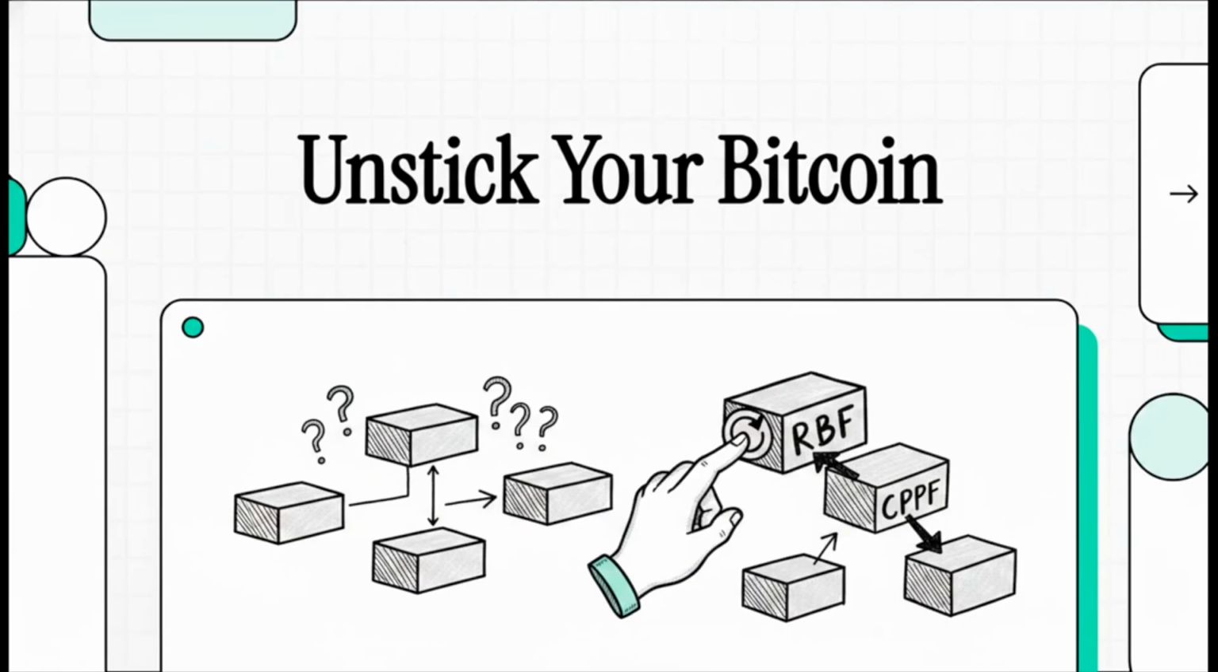Have you ever sent a Bitcoin transaction and then just sat there, staring at your screen, wondering why nothing is happening? If that sounds familiar, then you've come to the right place. Today, we're going to pull back the curtain on why transactions get stuck and, more importantly, how you can take control and get them moving again using two really powerful tools: replace by fee and child pays for parent.